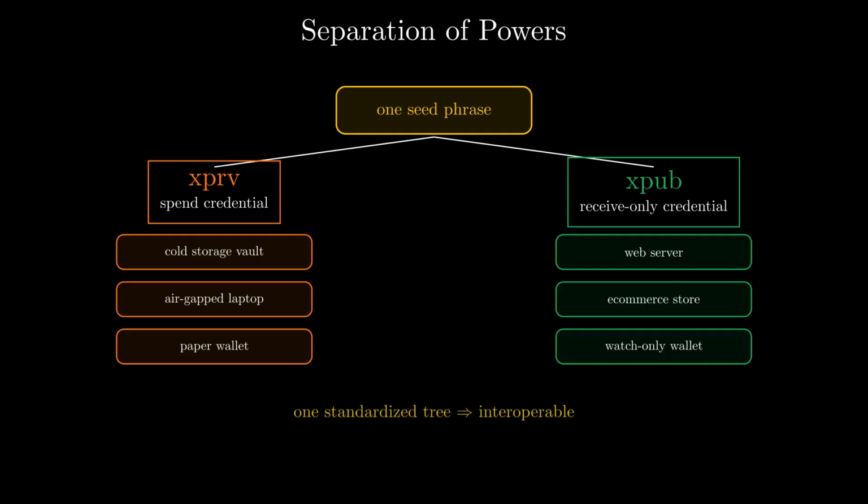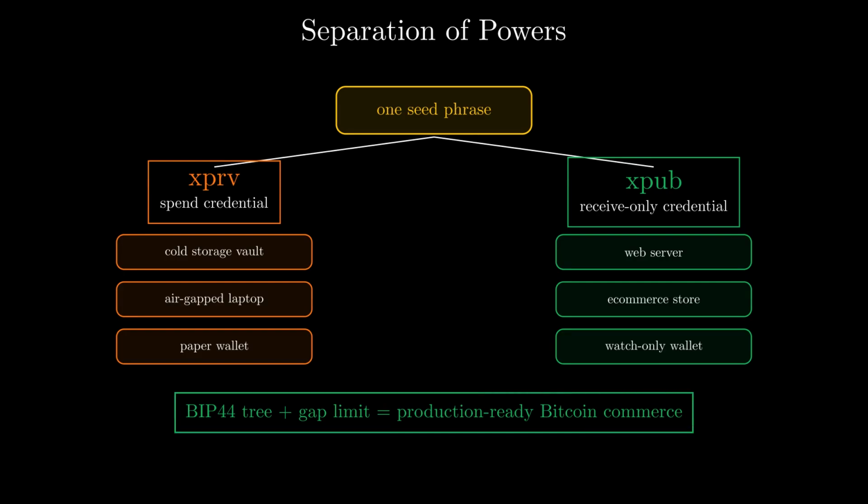One standardized tree structure makes hardware wallets, web stores, and multi-coin wallets interoperable from a single seed phrase. The gap limit is the quiet operational detail that makes it work in production. Too small and restores missed funds, too large and chain scanning crawls. Gabriel's store now runs on the same math that secures billion-dollar cold vaults, a tree with billions of branches, a public key that only receives, and a carefully tuned window that keeps every payment visible.